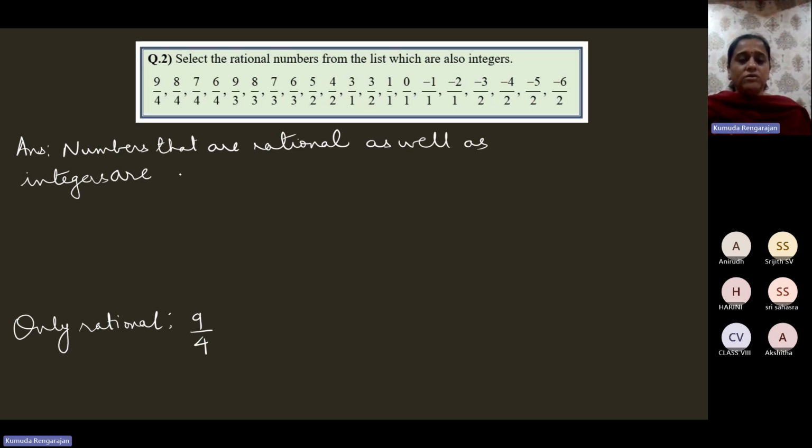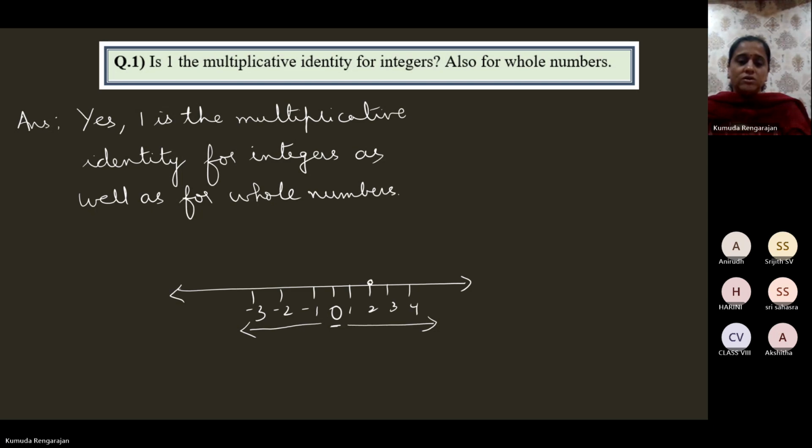What about 8 by 4? 8 by 4, when you reduce it, it's 2. 8 by 4 is rational as well as an integer because when you reduce 8 by 4, 4 ones are, 4 twos are, it's 2. And see, 2 is an integer.